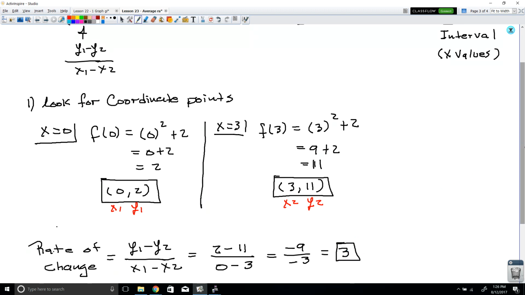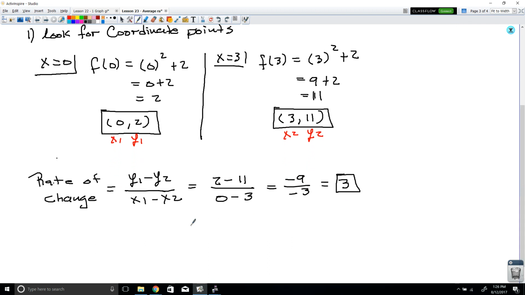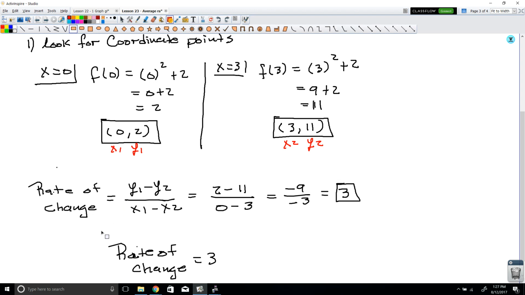All right, so this is it, the rate of change. The rate of change is equal to 3. And again, we don't have units. There should always be some kind of units here, but they're not given to us in the context of the problem. So we're just going to say the rate of change is equal to 3.